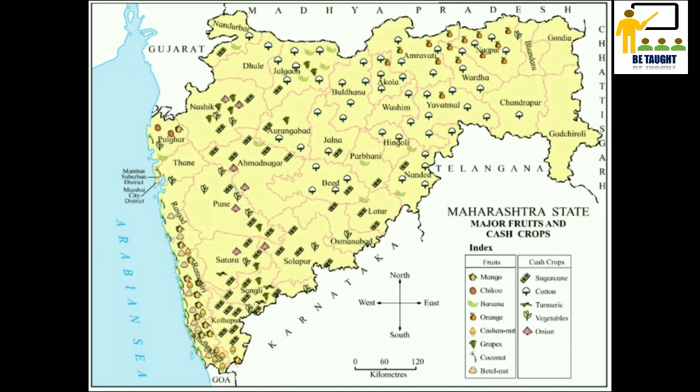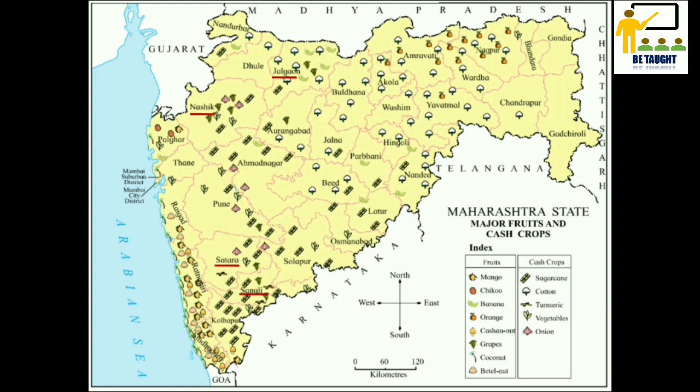Now we shall study this map which tells us about the major fruits and cash crops. Underline the names of districts which grow grapes. Nasik, Jalgaon, Satara, Sangli.